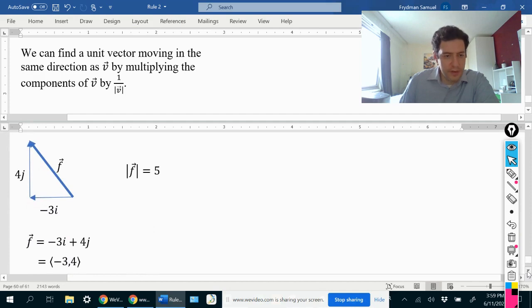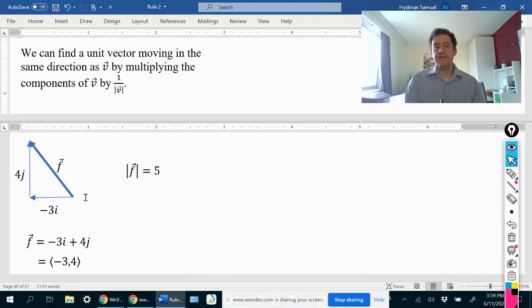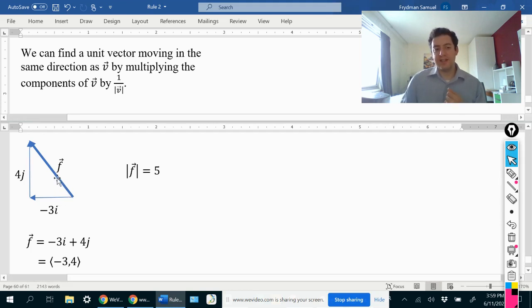There it is. I was worried for a second that I forgot to draw it, but there it is. Okay, so again, let's take the same vector that we used in the first example, vector f, and let's say that our goal was to figure out the components of a vector that is moving in the same direction as f, but only has a magnitude of 1.